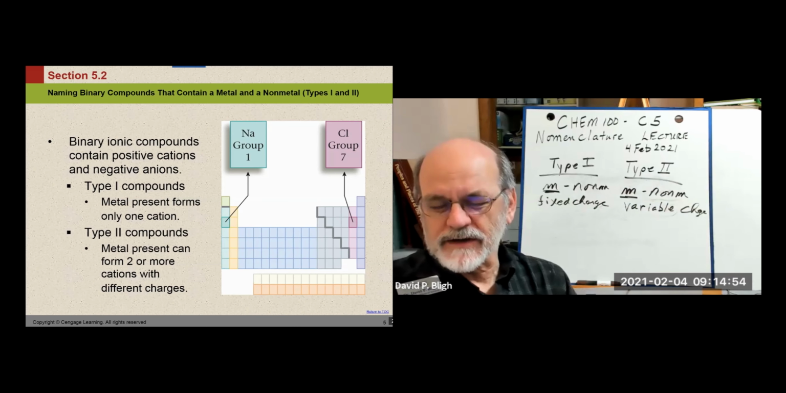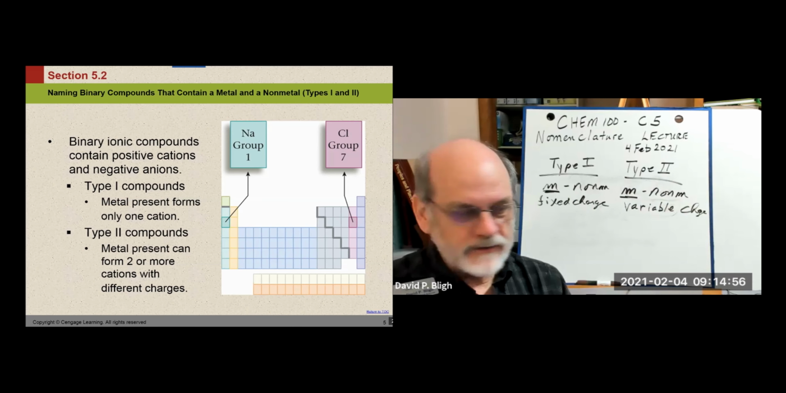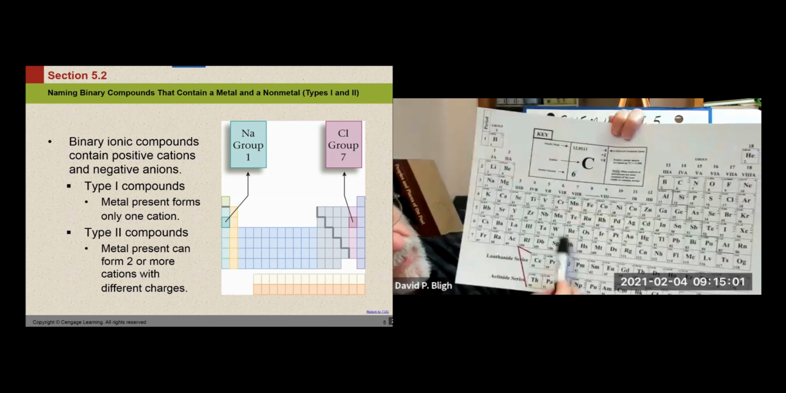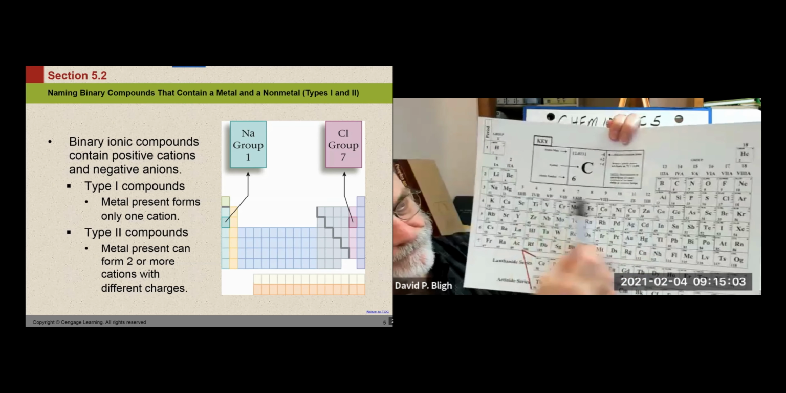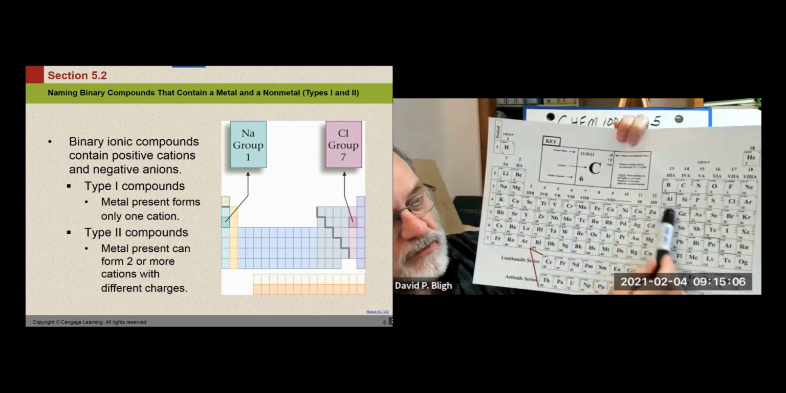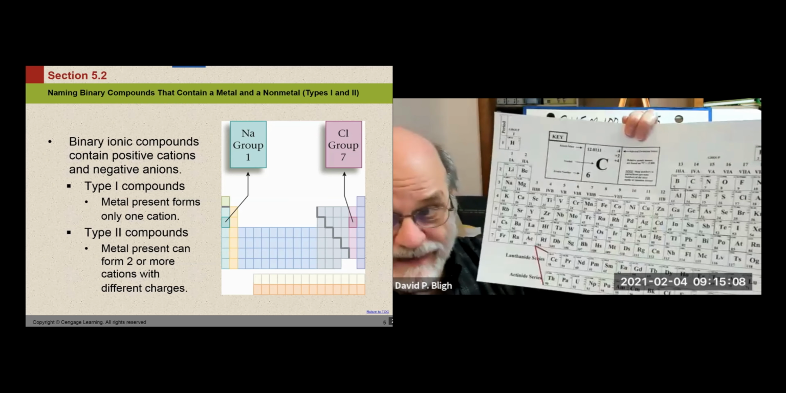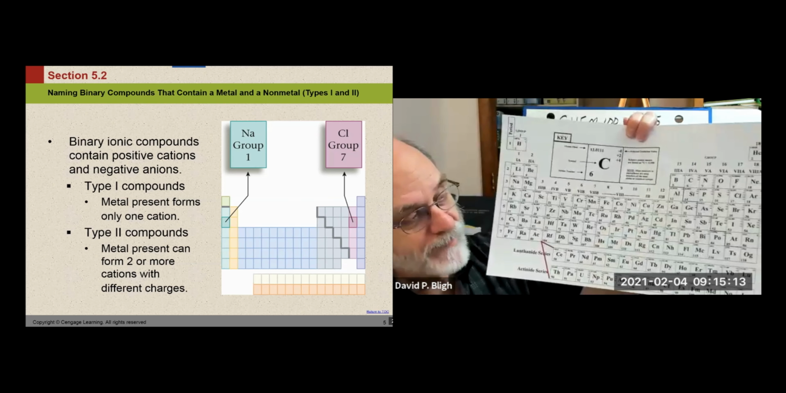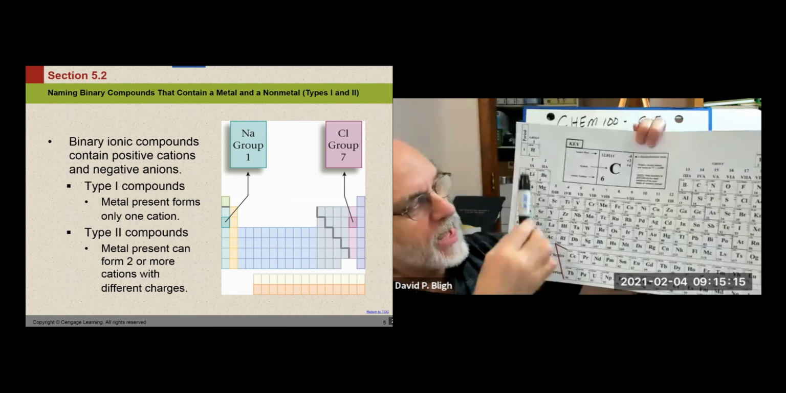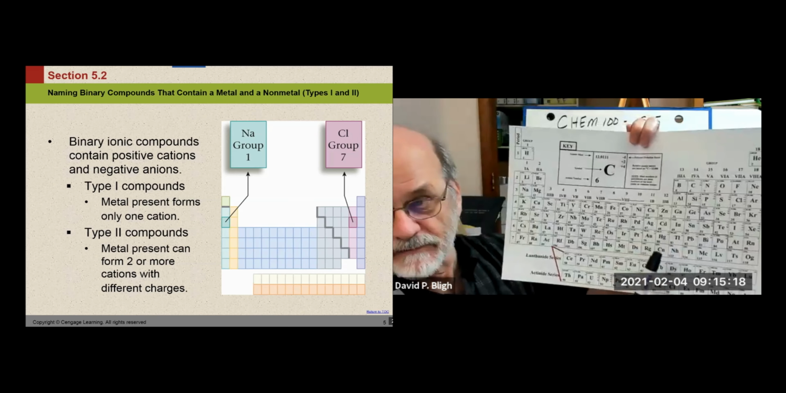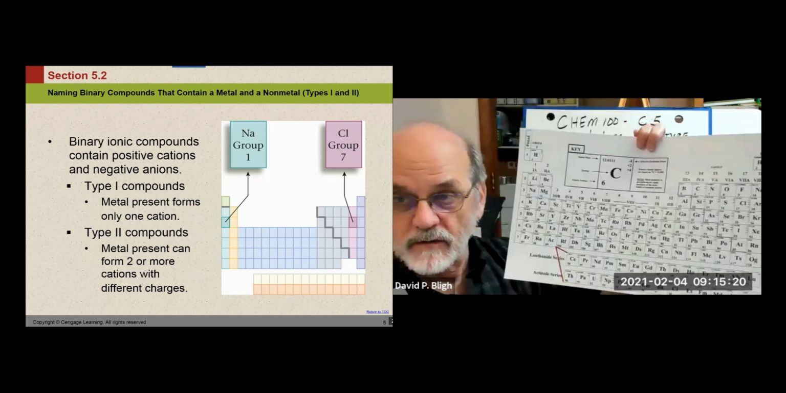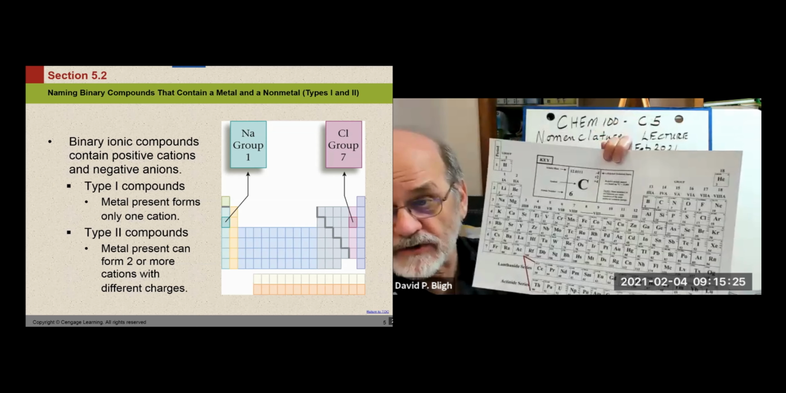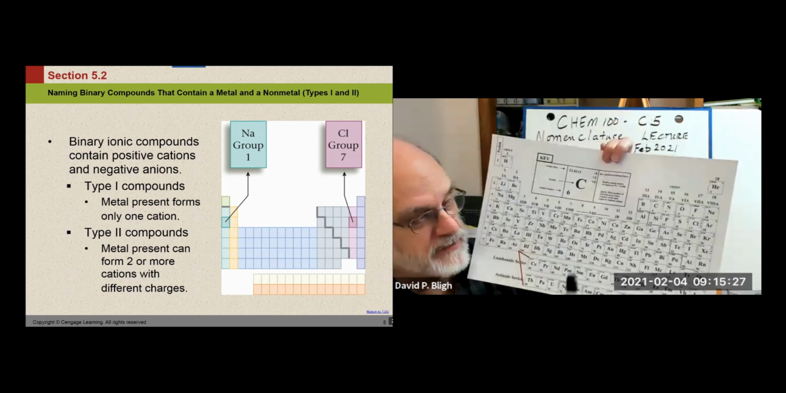Now, where do those metals come from? Most of those metals are from the transitions, right in here. Some of them are over here to the right of the transitions. Still metals to the left of that black zigzag line, but they're not group 1, 2, or 3. So anything else will be variable charge. Now, I say has the potential to be variable charge. There are some exceptions in here.